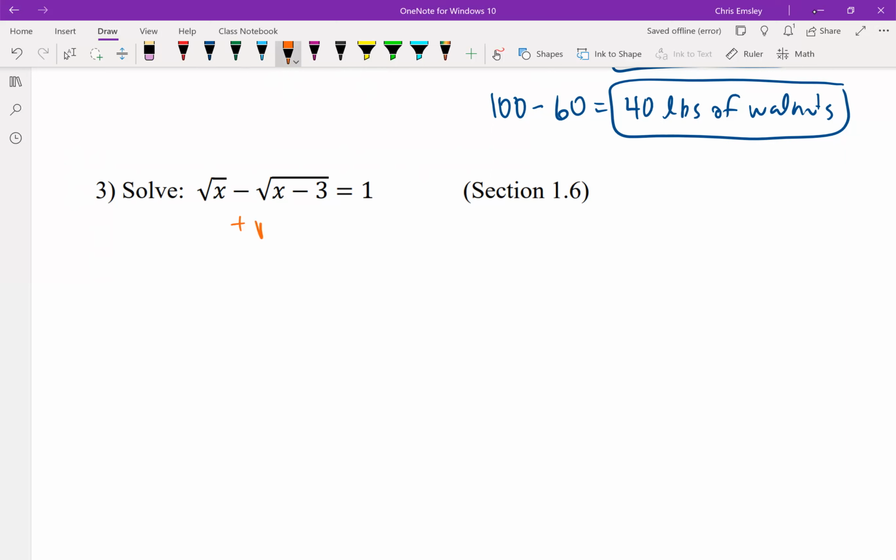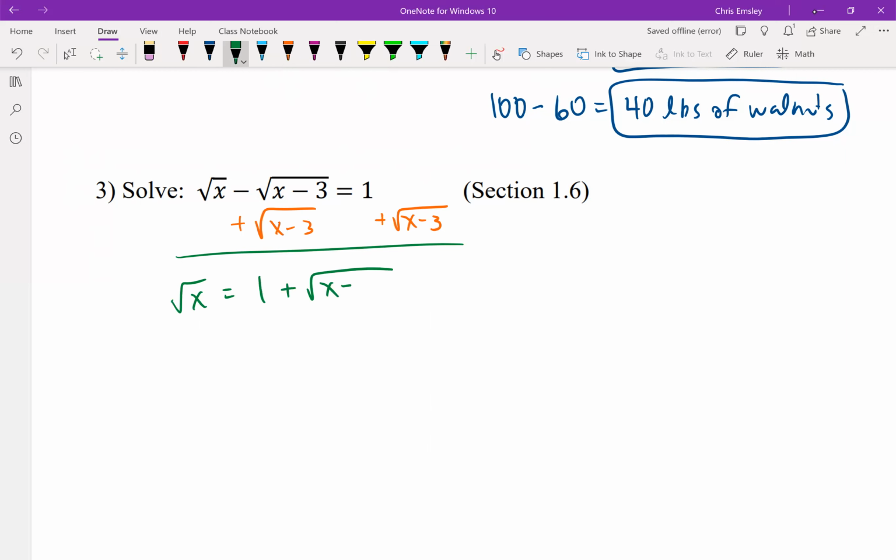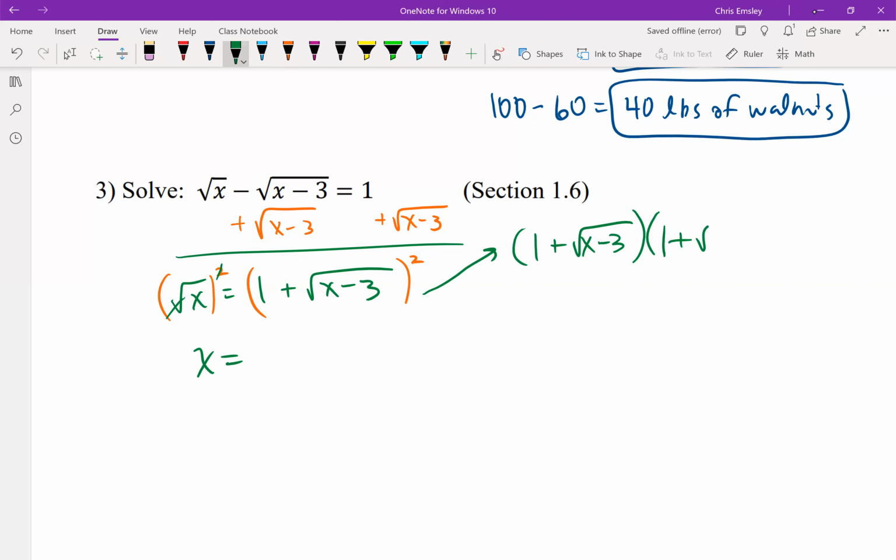So I'm going to add this radical over to the other side. And that leaves me with the square root of x equals 1 plus the square root of x minus 3. Now I'm ready. I want to clear that radical on the left. So in order to do that, I'm going to square both sides, raise each side to the power of 2. On the left, real nice, the radical and the exponent cancel each other. We just have x. On the right, you cannot just square each one of those terms. Remember, we need to actually FOIL this out, multiply it out, distribute it. However you want to think about it, you need to do the multiplication.